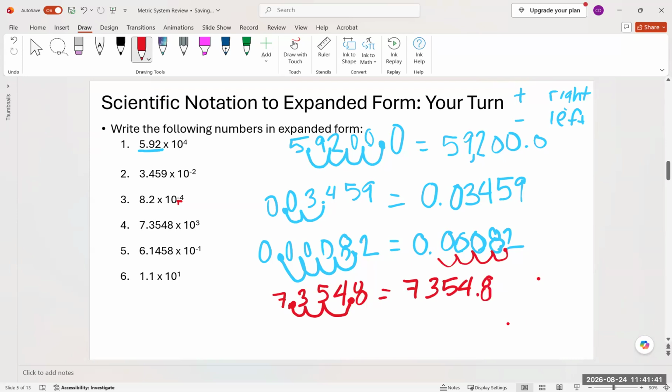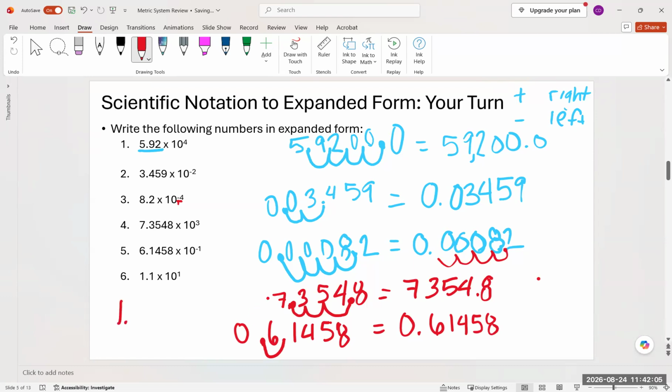All right. 6.1458 times 10 to the negative 1. Negative tells us we're moving to the left, so our number is going to get smaller. We're just moving it 1 place, so we're going to plant it there on the other side of the 6. So 0.61458.